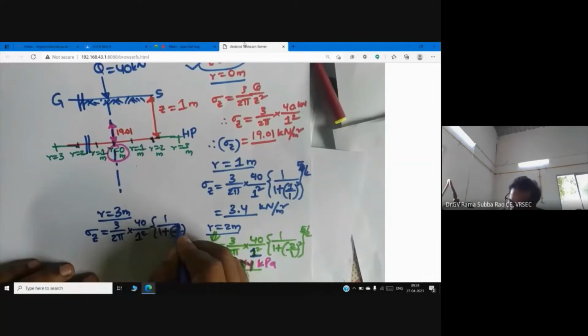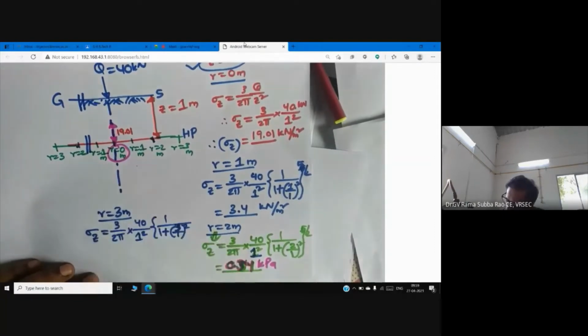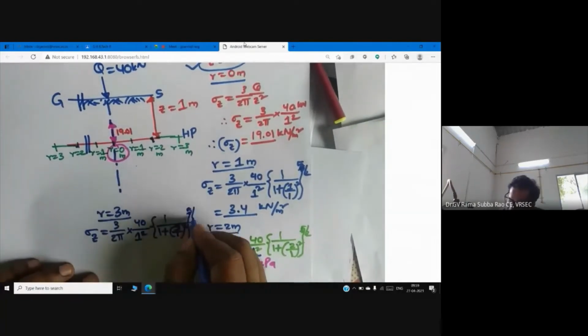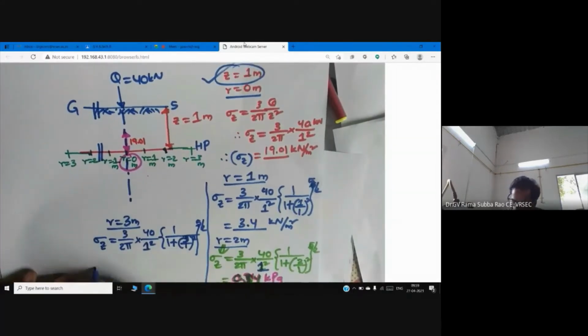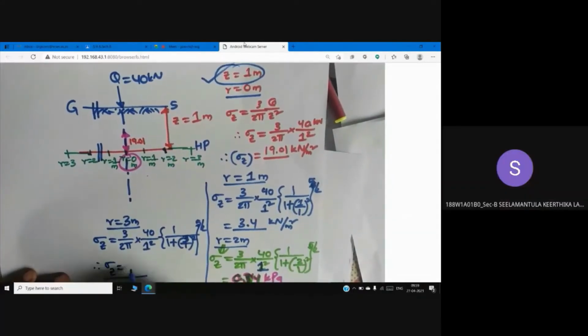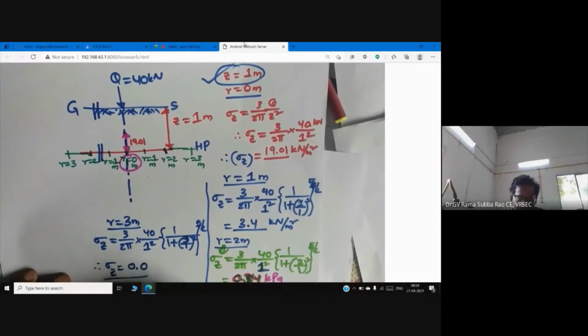Now, square whole power 5 by 2. So please tell me the answer now. So what will my sigma Z be? I think this time I got 0.06 kilonewton per meter square.